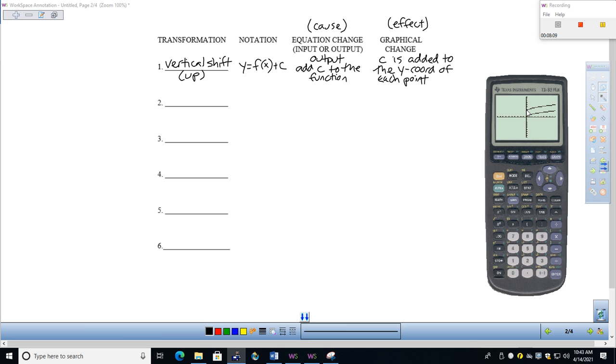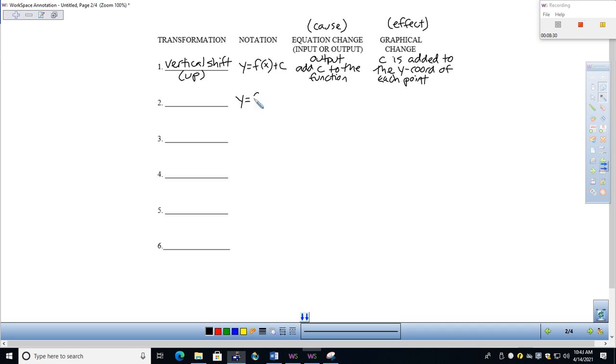All right, let's get into the next. So y equals f of x minus c. Also an output change. Let's get that in there. And I would say we are subtracting c from the function.